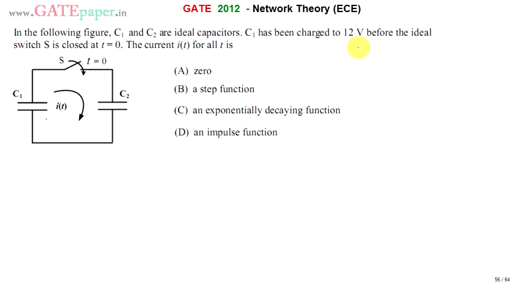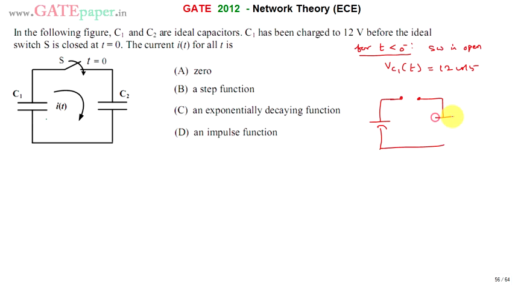Capacitor C1 has already been charged to 12 volts before the switch is closed at t = 0. So I am going for the first case, t less than 0 minus, that is, the switch is open. The voltage across capacitor C1 for this time is already 12 volts. The circuit has capacitor C1 connected to capacitor C2, but with the switch open.